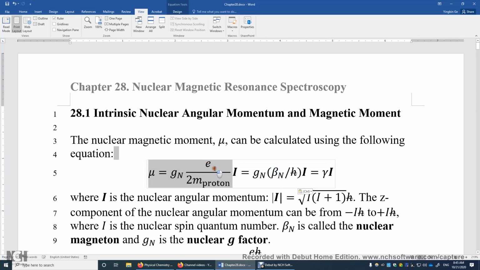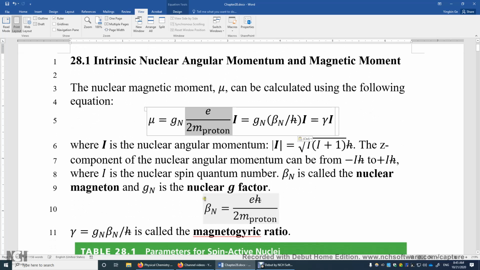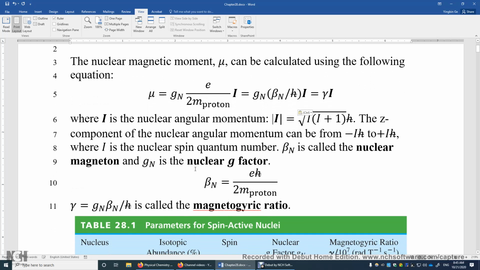And then this part can be written as beta sub n over h bar. This beta sub n is called the nuclear magneton. Beta sub n is e times h bar over 2 times the mass of a proton. H bar is the reduced Planck constant. Also, we can combine this g sub n, beta sub n over h bar. We get gamma. Gamma is a ratio called the magnetogyric ratio. Gamma is g sub n times beta sub n over h bar.